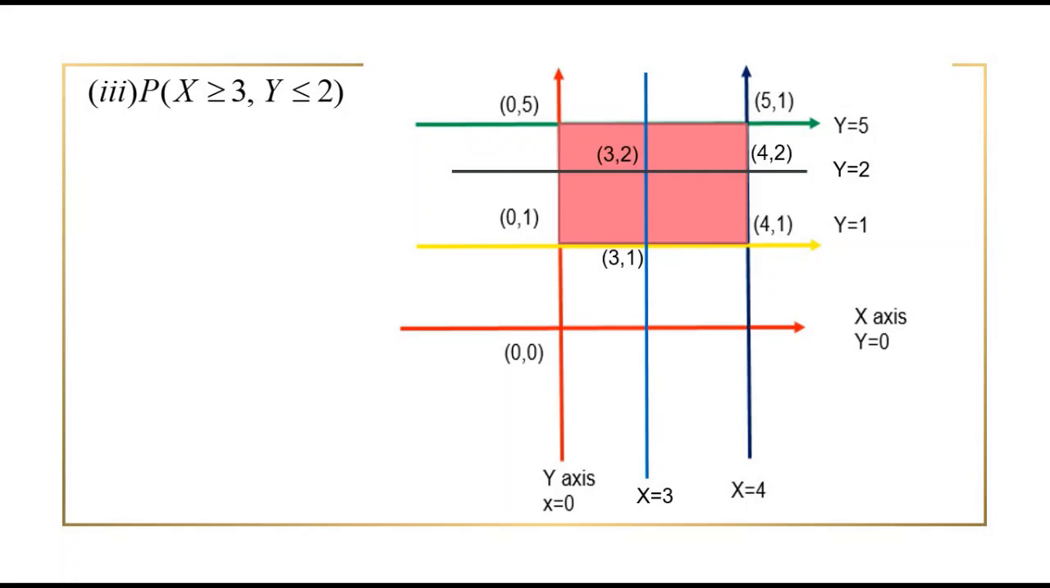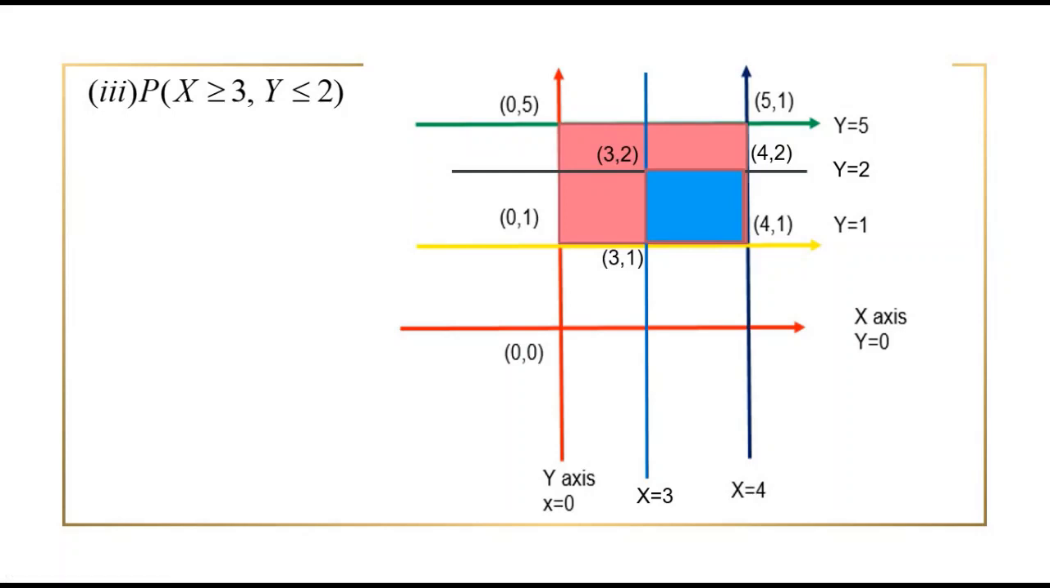Now we have to draw the region x greater than or equal to 3 and y less than or equal to 2. x greater than or equal to 3 means it must be towards the right of the blue colored line. y less than or equal to 2 means it must be below the black colored line y equal to 2. And this is our region.